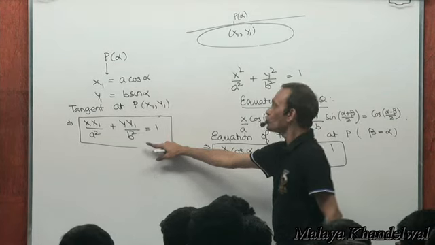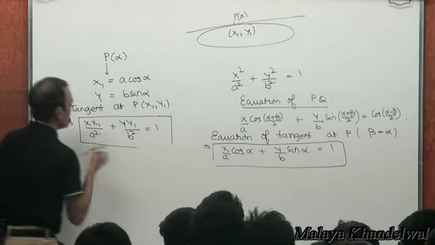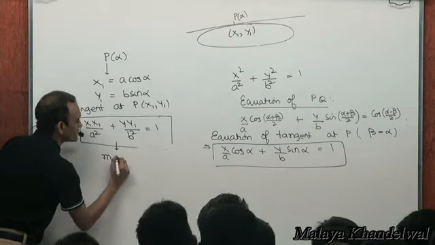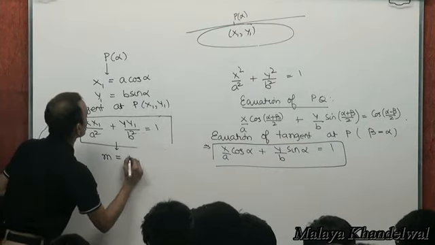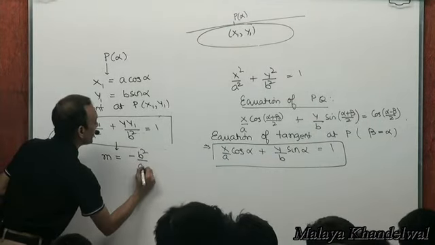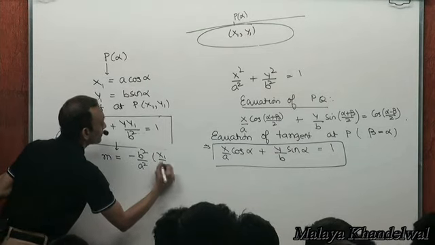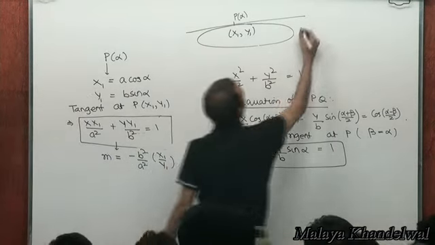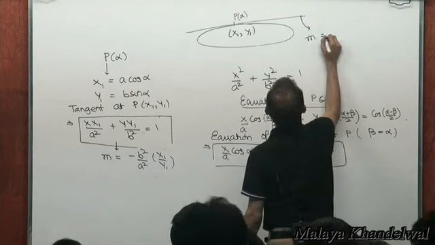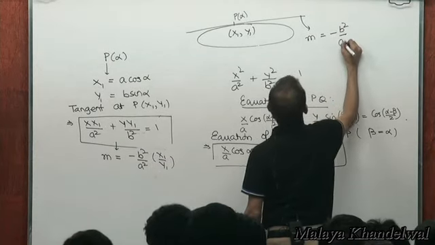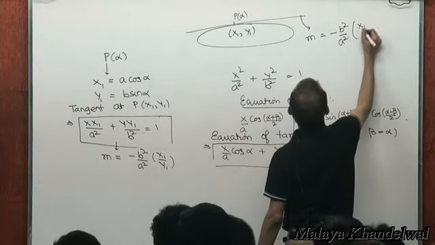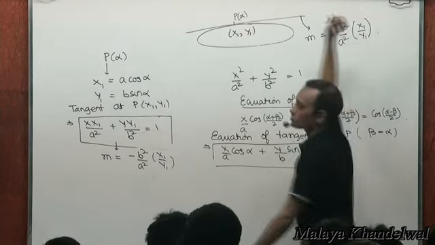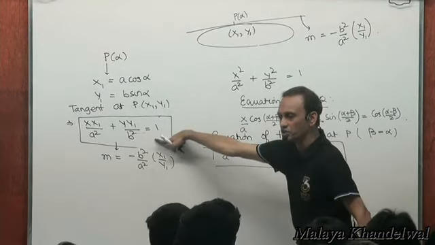Slope of this tangent, as you can see, is minus b squared by a squared into x1 by y1. That is the slope of the tangent at x1, y1, isn't it?